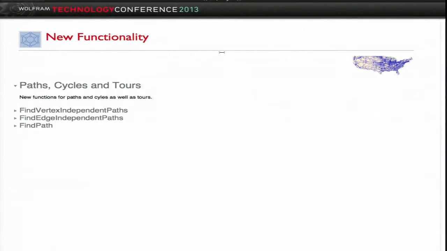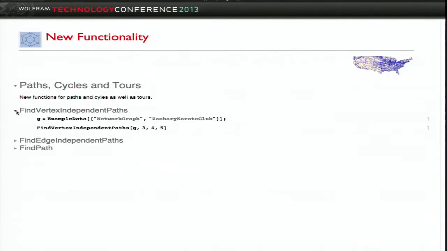one of the first things we did is that we focus on paths and cycles. A lot of people, on Stack Exchange and in feedback, wanted functionality about graph paths and cycles. So we introduced a suite or set of functionality related to graph paths and cycles. The first one is vertex-independent paths. If you give it 2 vertices here, 3 and 4, you can ask it to find you 5 independent vertex paths. Essentially, we'll give you a set of paths which don't intersect at a vertex. That's vertex-independent paths.